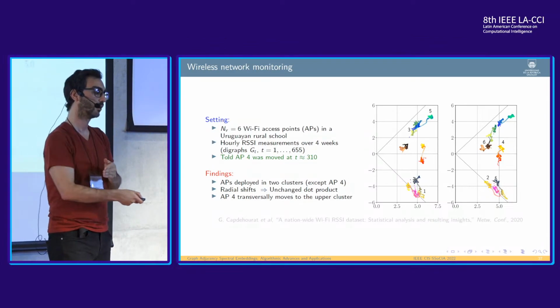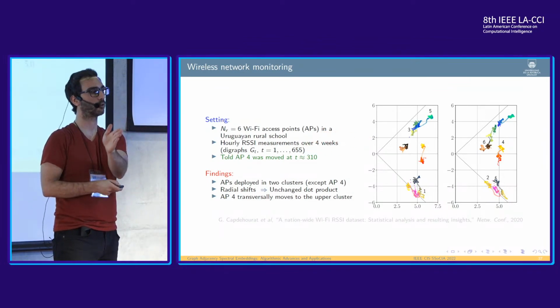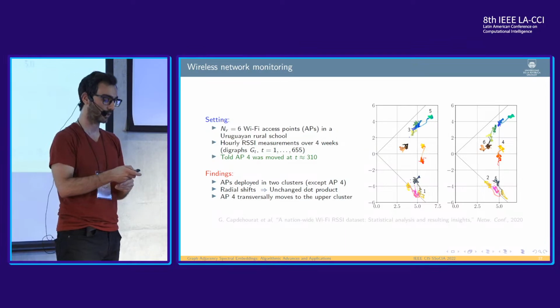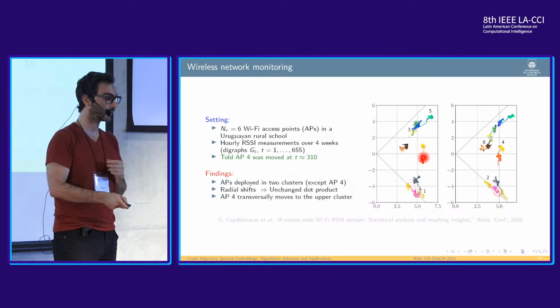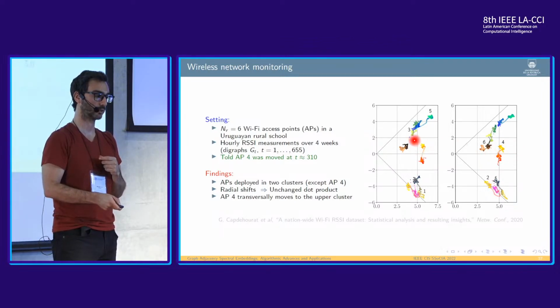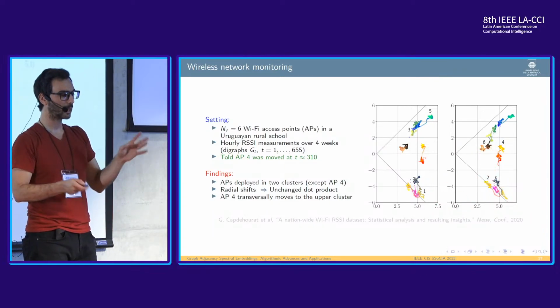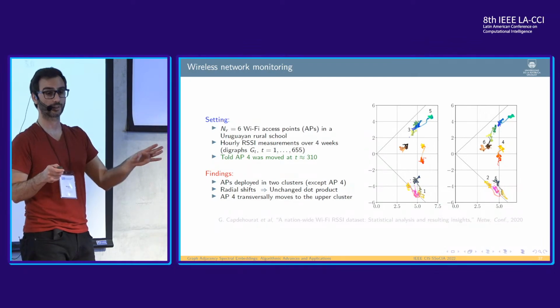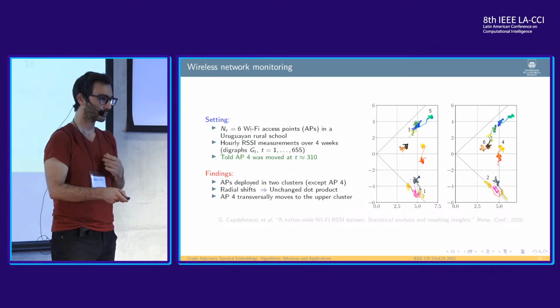We have these measures for a number of weeks, 4 weeks in this case, and we compute the embedding of all of the graphs. And what we can see here is that this node, corresponding to access point number 4, moved from here to here during time. These are 2 embeddings because this is a directed graph, but don't worry about that. Just look at one of them.